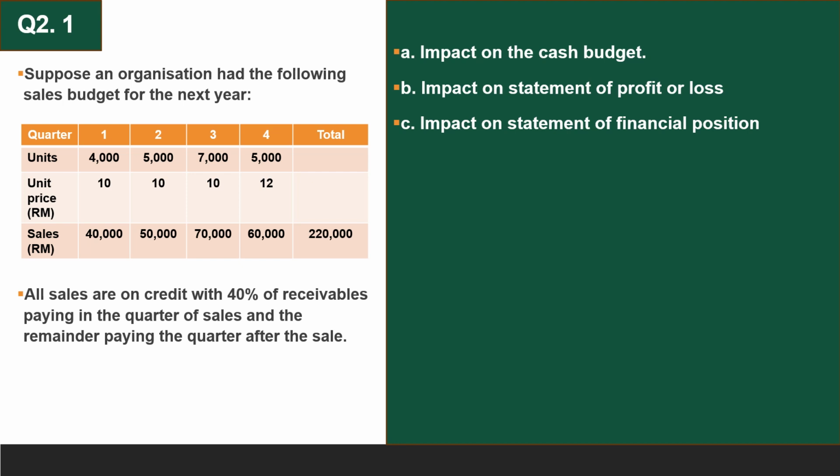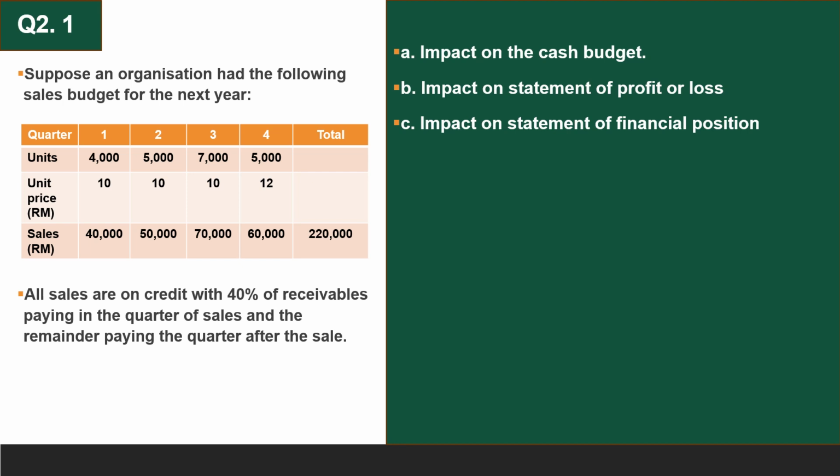So that's how a budget can be prepared monthly, by quarters, and also yearly, either for 4 or 5 years. But for this question, they are preparing next year's budget based on quarters. The first quarter sales budget is 4,000 units, second quarter 5,000, third quarter 7,000, and fourth quarter 5,000.